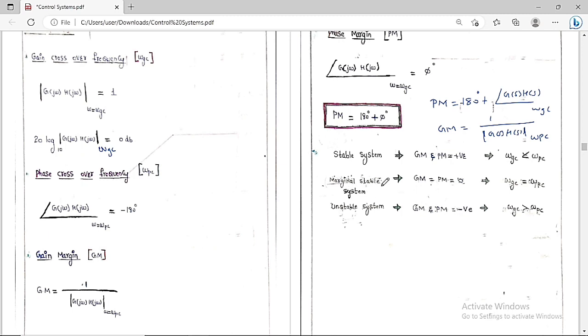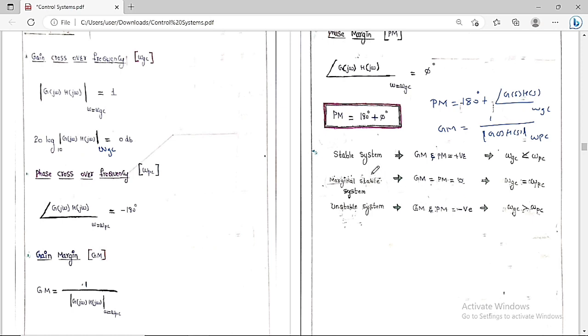Whereas for the marginally stable system, the gain margin is equal to 0 dB and the phase margin is equal to 0 degrees. So the gain crossover frequency is always equal to the phase crossover frequency. Whereas in the case of an unstable system, the gain margin is negative and the phase margin is also negative. So the gain crossover frequency is greater than the phase crossover frequency. These things you always have to keep in mind.